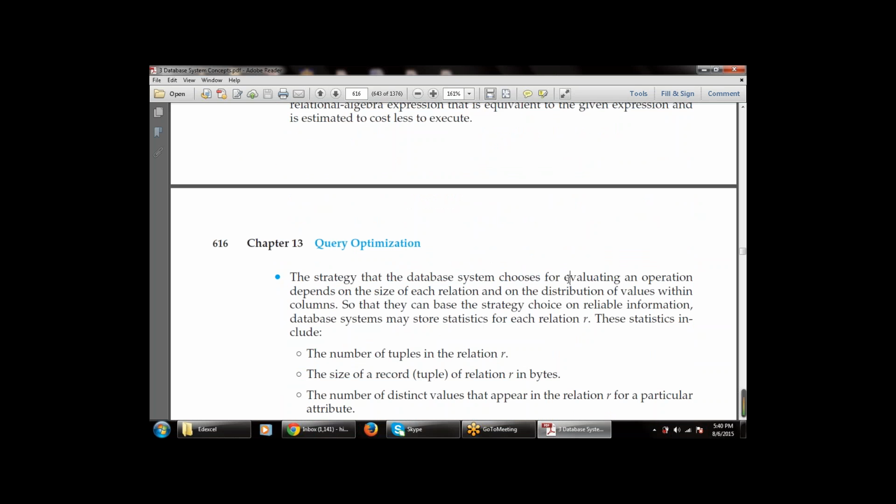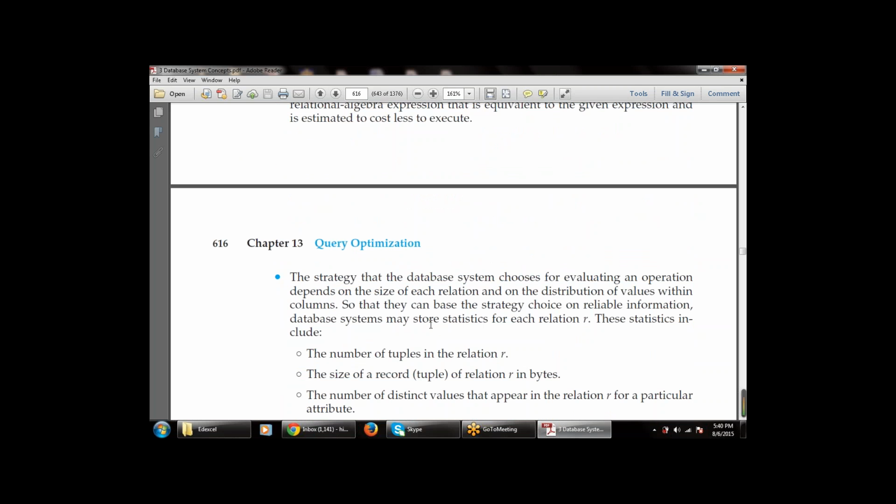The strategy that the database system chooses for evaluating an expression or operation depends on the size of each relation and the distribution of the values within the columns. So whatever the values and the distribution, the system can base the strategy choice on reliable information.